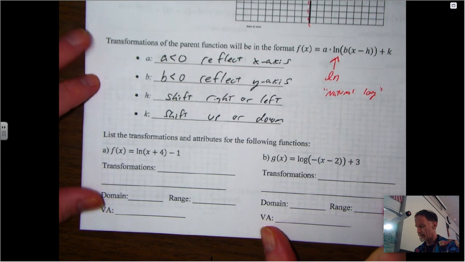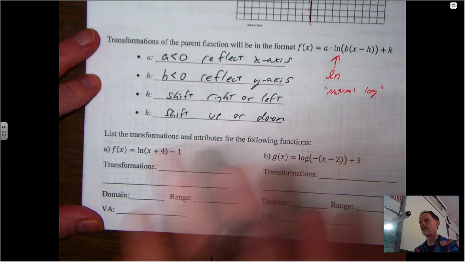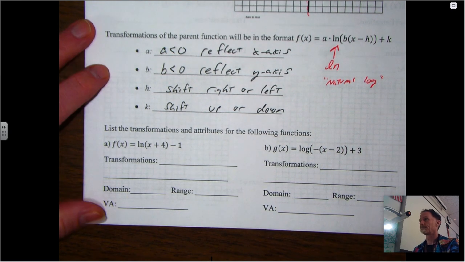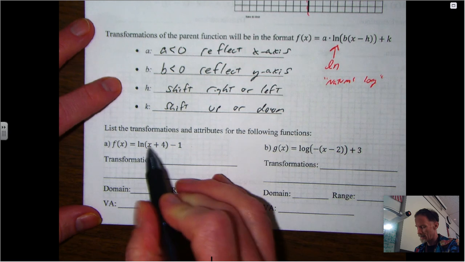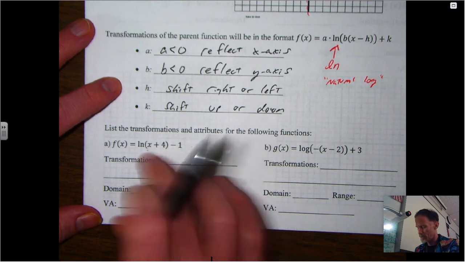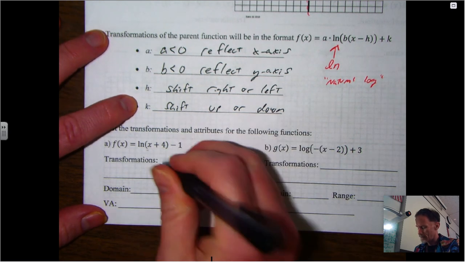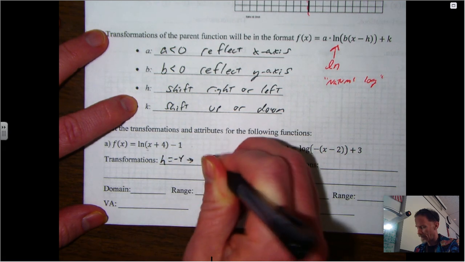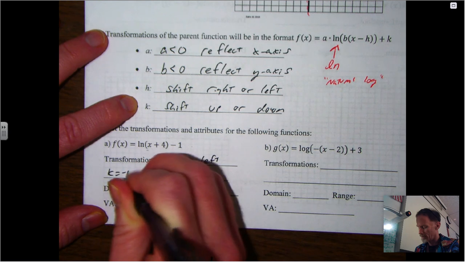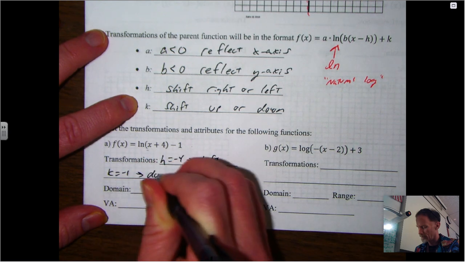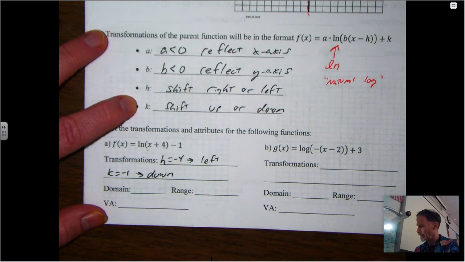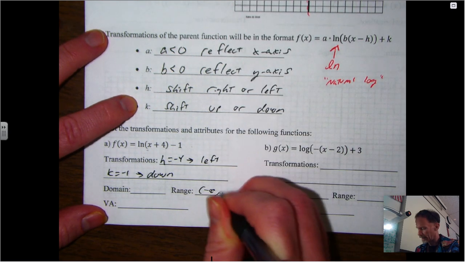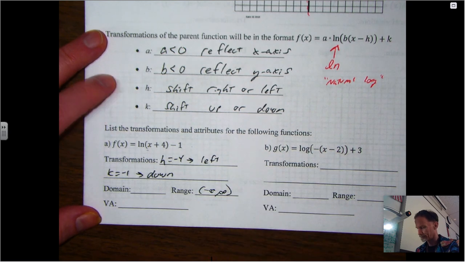So just like yesterday, let's look at a couple of examples. I'll graph them. I'll let you pause the video and do a couple on your own, and that'll be that. So example A, notice all we're doing here is just shifting. In this case, my H is -4, so it's going left. And my K is -1, so it's going down. Remember, for log functions, the range is always going to be -infinity to infinity, not going to change.